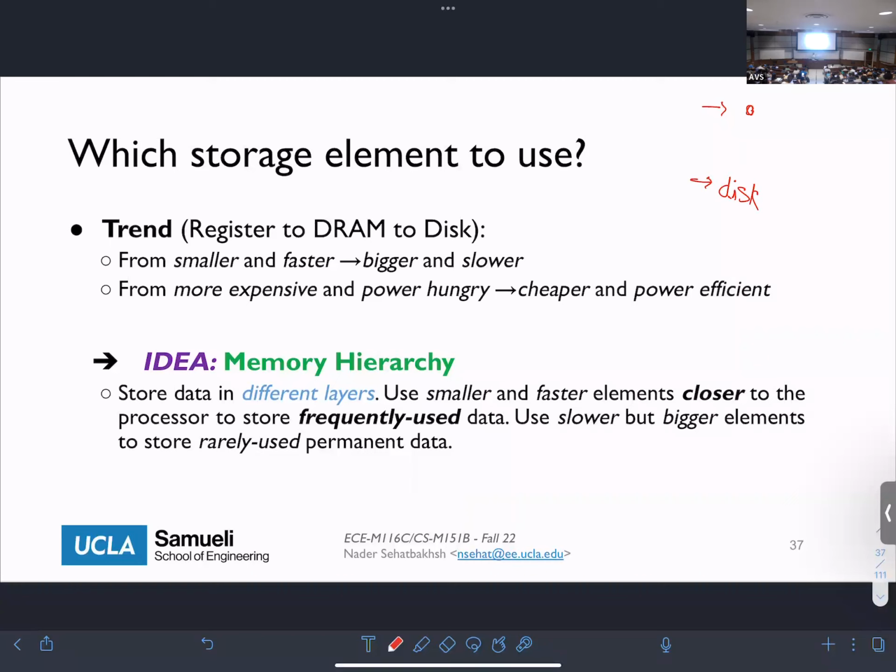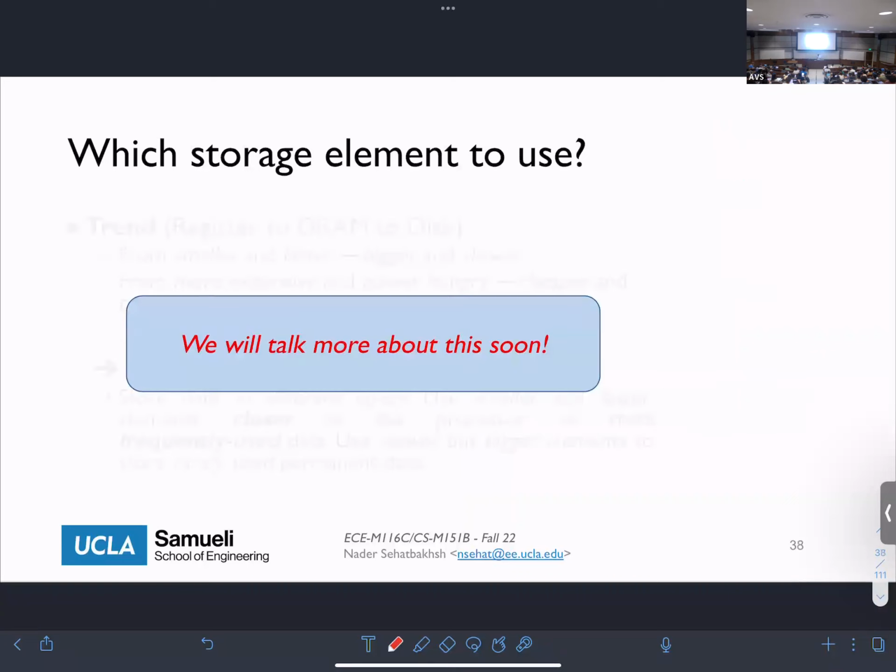We will spend a good portion of this class on memory hierarchy, about 4 lectures. So that would be it for now, but we will revisit this and talk about these slides in much more detail. Any questions about memory hierarchy?